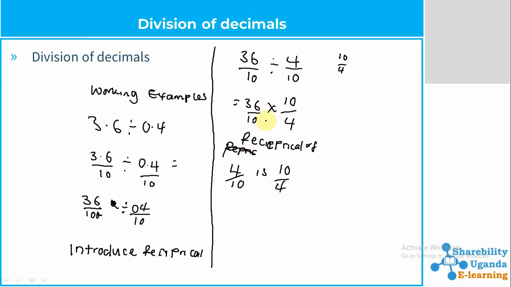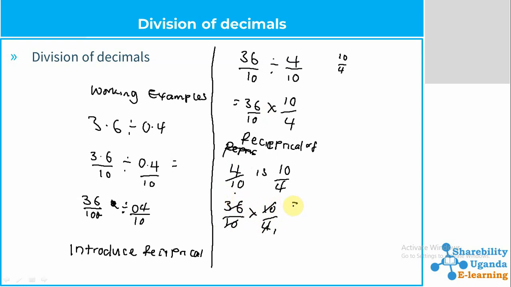We can try to multiply the numerators and the denominators, or we can even cancel. So when you have 36 out of 10 times 10 out of 4, we can now cancel 10 by 10, then we also cancel this 4 by 4. Then by 4, what do we get? What is 36 divided by 4?